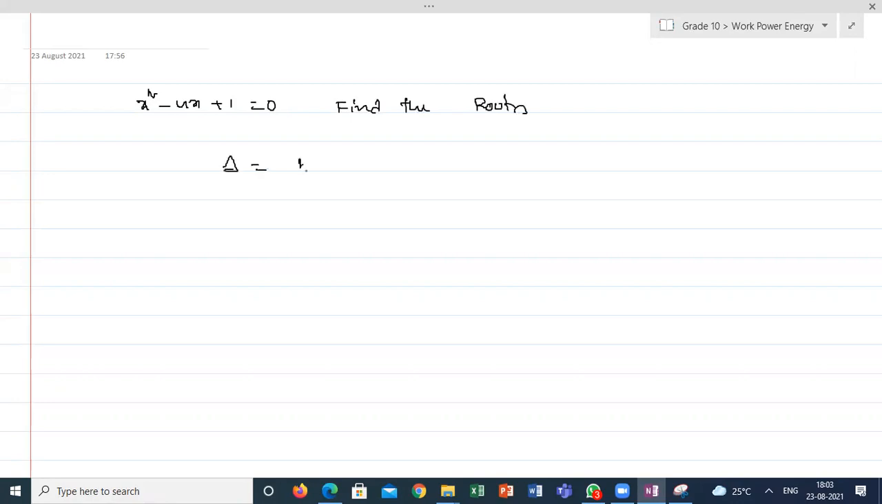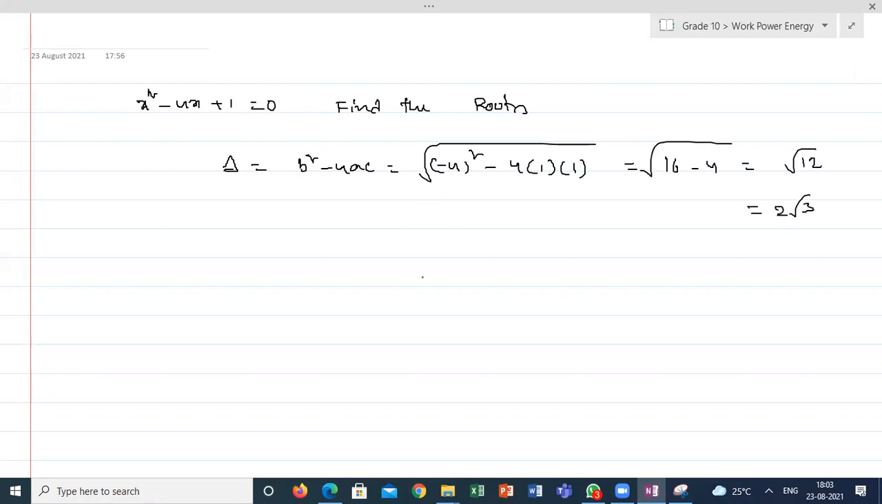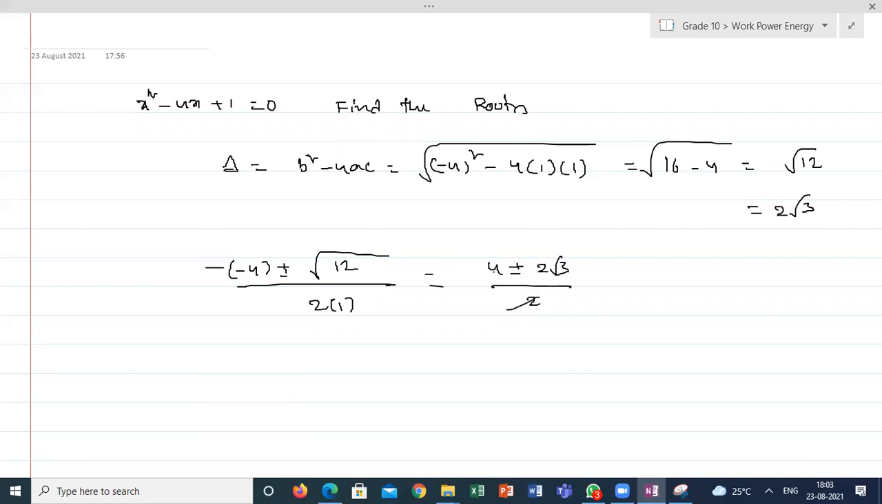What is the discriminant here? b square minus 4ac, that is (minus 4) whole square minus 4 into 1 into 1. How much? 16 minus 4, that is root 12. Root 12 means how much? 2 root 3. So the answer is minus b plus or minus square root of 12 divided by 2a, that is minus of minus 4 plus or minus 2 root 3 by 2. So this is 2 plus root 3, 2 minus root 3. Got it what I'm saying? Yes, sir.